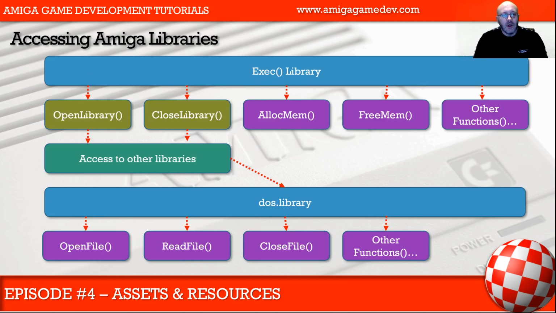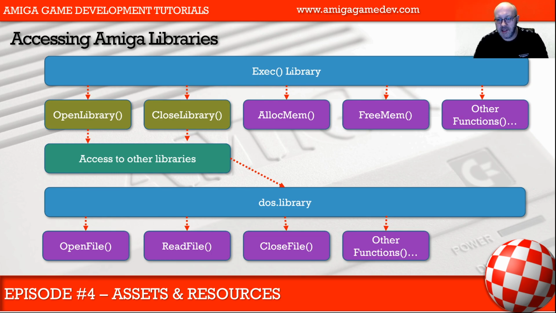Okay. So here we go, accessing Amiga libraries. When you do some programming on the Amiga, and we've just talked about allocating memory, you typically do that through access to the Amiga library. So the operating system libraries that are available, you call these functions that are available from the operating system.